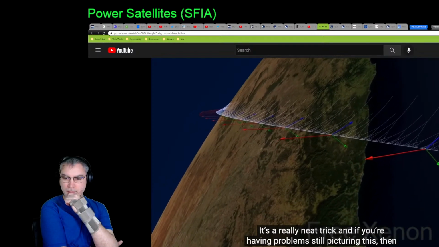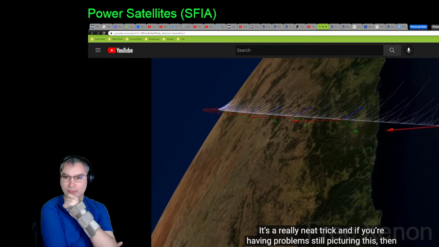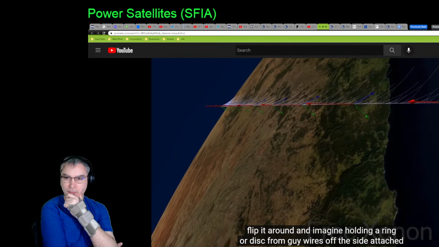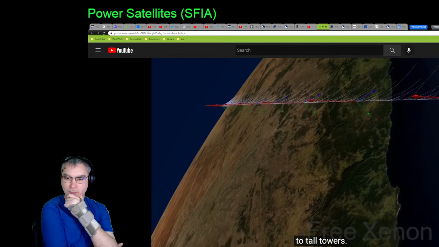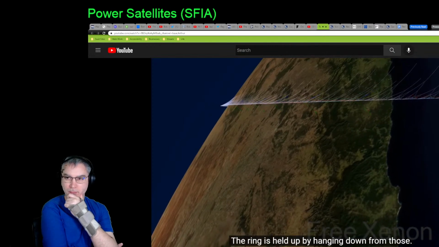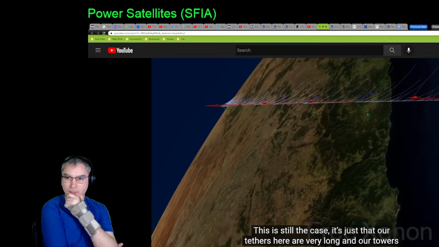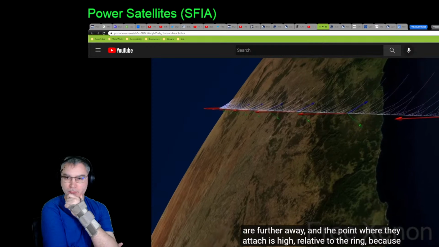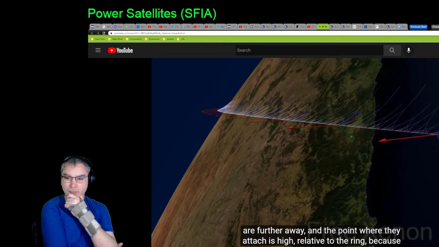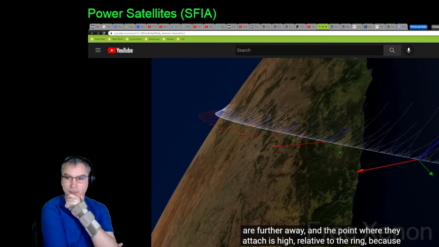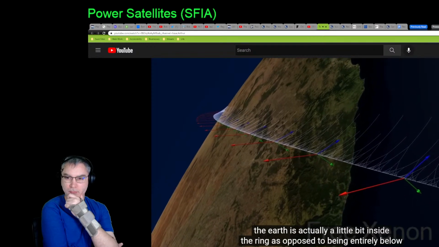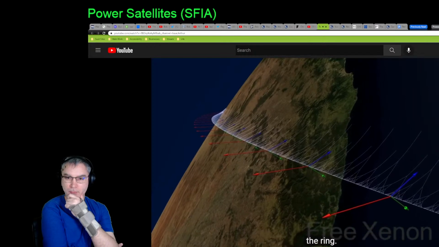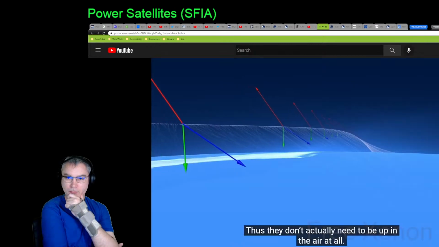It's a really neat trick, and if you're having problems still picturing this, then flip it around and imagine holding a ring or disc from guy wires off the side attached to tall towers. The ring is held up by hanging down from those. This is still the case, it's just that our tethers here are very long and our towers are further away, and the point where they attach is high relative to the ring, because the Earth is actually a little bit inside the ring as opposed to being entirely below the ring. Thus they don't actually need to be up in the air at all.